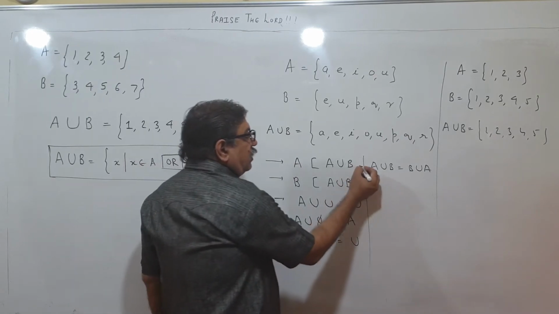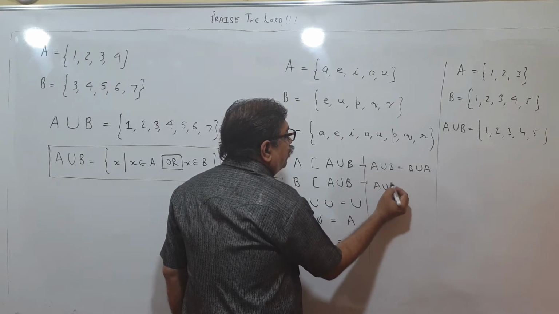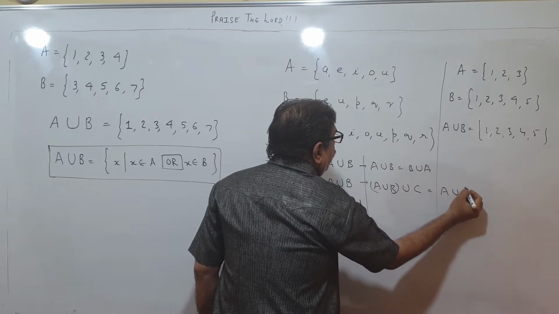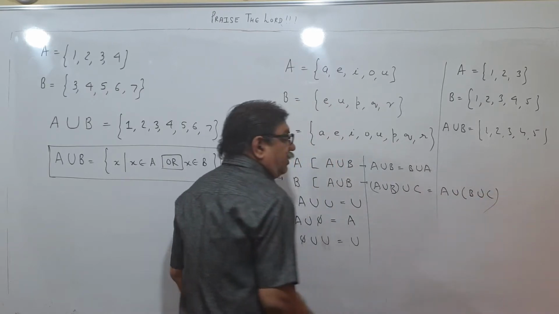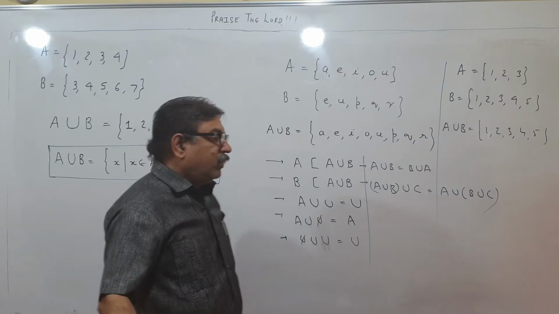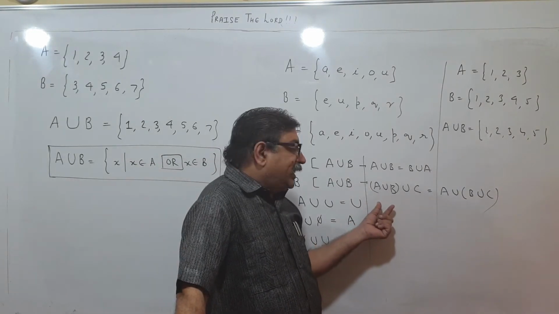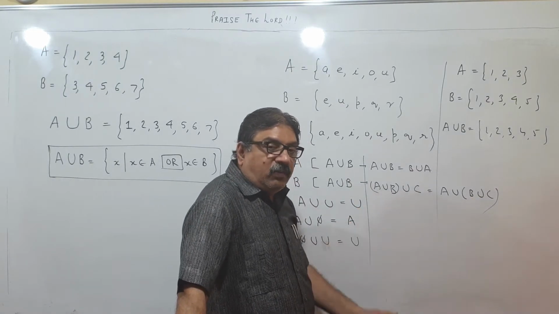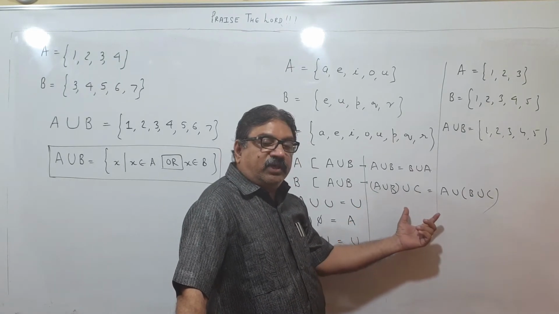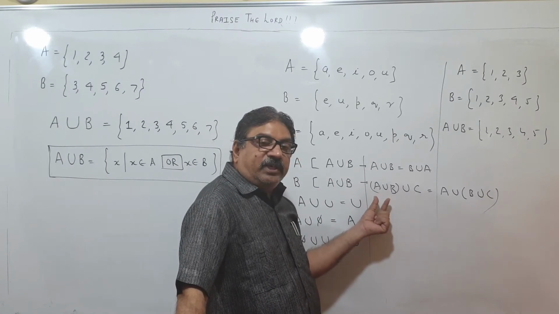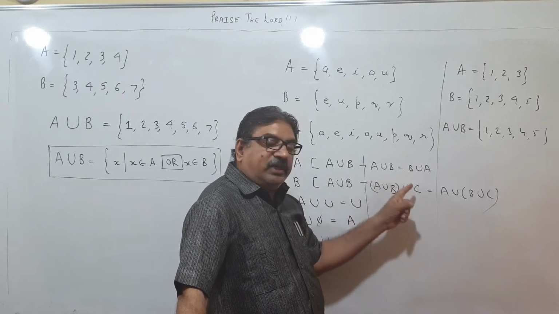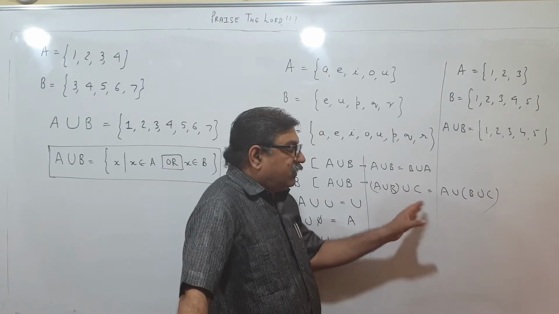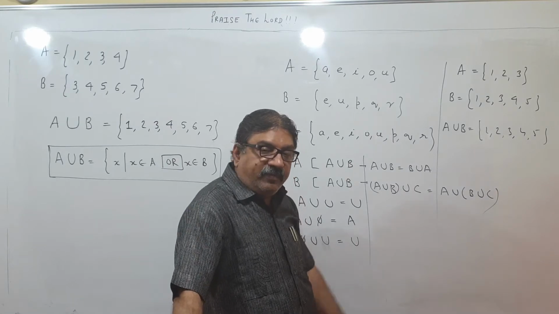And then, if I want A union B union C, that will also be A union B union C. Means if I have got three sets A, B, C, first I can unite A and B, then take their union with C, or I can take B union C and then union with A, it will come out to be same. So this is called associative law. I can first associate A and B, then associate them with C, or I can first associate B and C, then associate them with A. It will make no difference, we will get the same answer. We will get the same set.